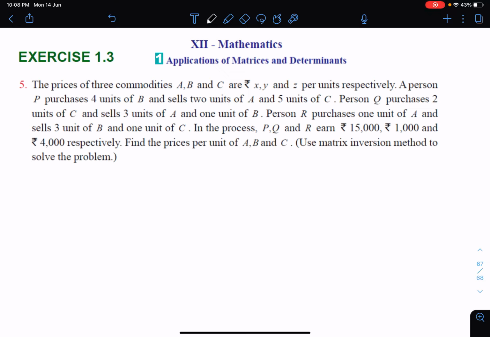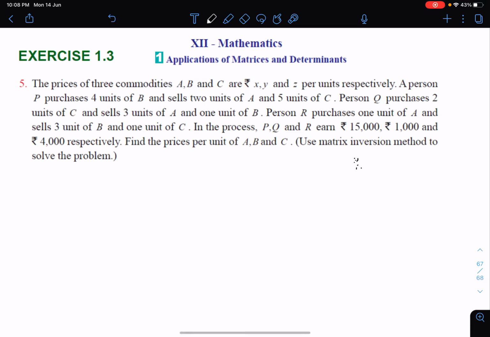The prices of three commodities A, B and C are X, Y and Z per unit respectively. A person P purchases 4 units. Now here you have to see 2 points. One is purchasing. What do you mean by purchasing? Purchasing means you will give money, isn't it? To purchase, you have to pay money, so it is going to be minus. Money is going out of your hand, and when you sell you get back the money, so you will use the sign plus.